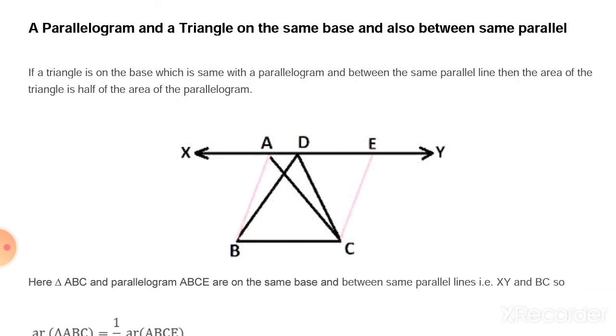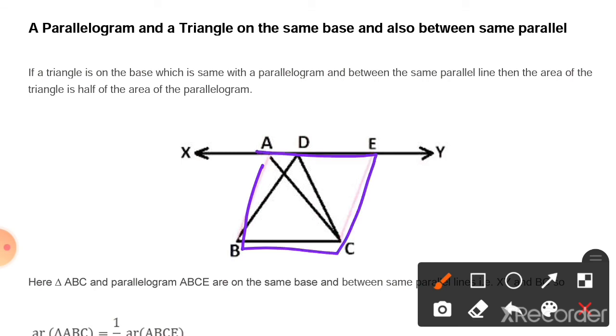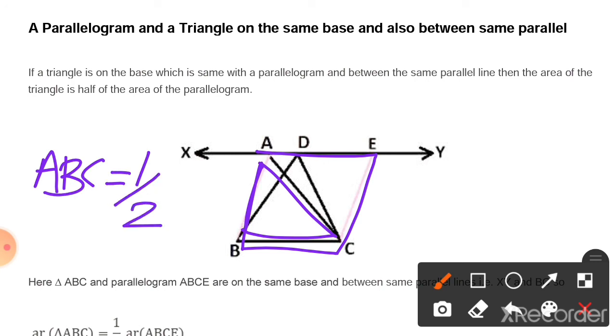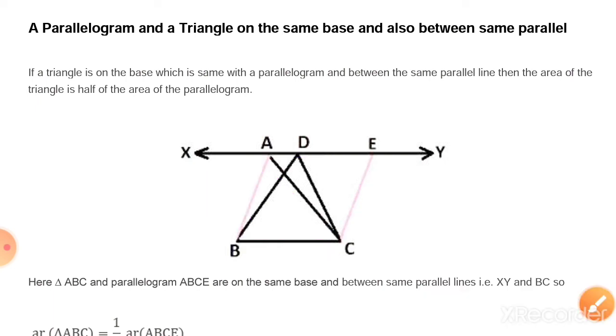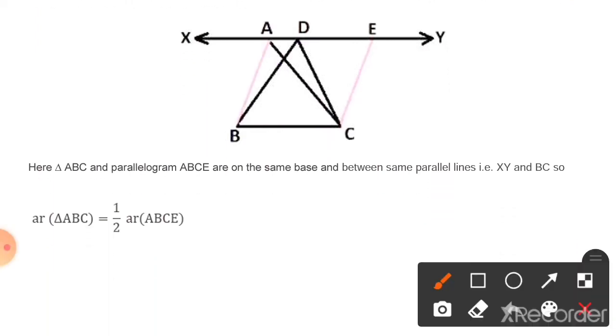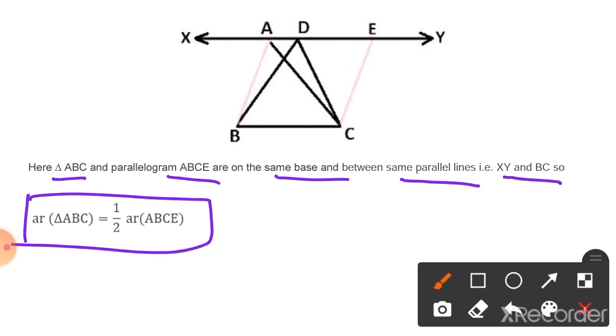Correct? If the two figures, parallelogram and triangle, are on the same base and between the same parallels, what we can say is the area of ABC is equal to 1/2 of the area of the parallelogram. Correct? Now this is explained here. Here triangle ABC and parallelogram ABCE are on the same base and between the same parallels XY and BC. So we can say that area of ABC is equal to 1/2 of area of ABCE. Correct?